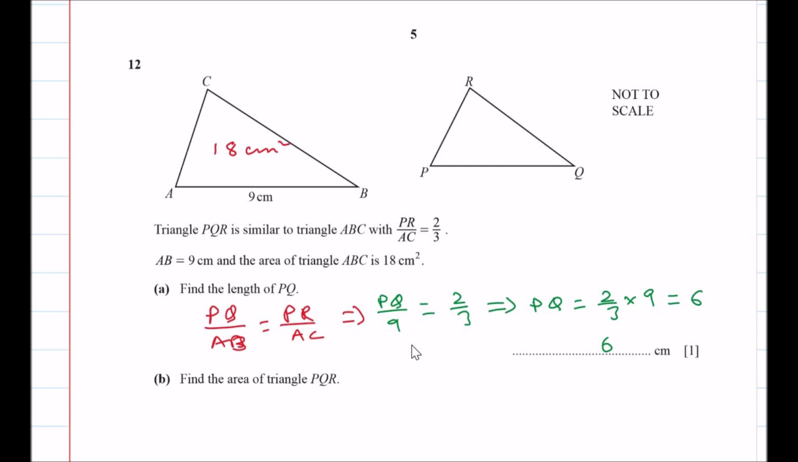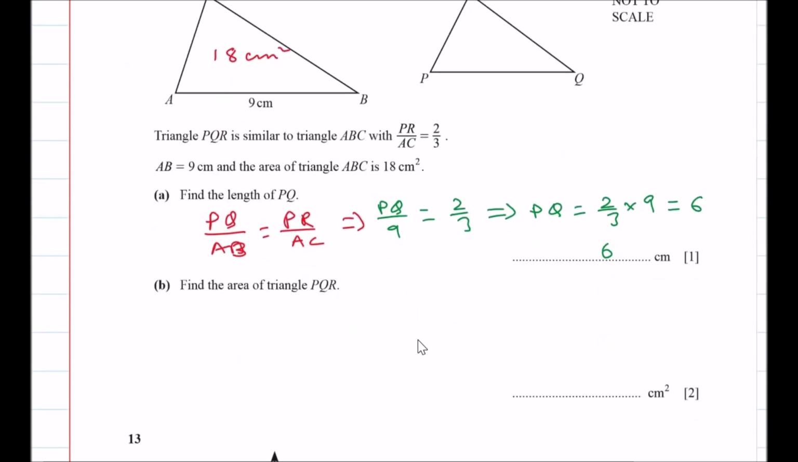Now part B, find the area of triangle PQR. Whenever you have to find area in similar triangles, we need the area factor. So the scale factor is given here, so the area factor we can calculate. Area factor is equal to scale factor squared. So scale factor squared means 2 by 3 squared. That will be 4 by 9. So area of PQR.